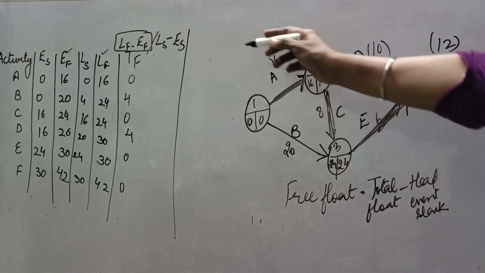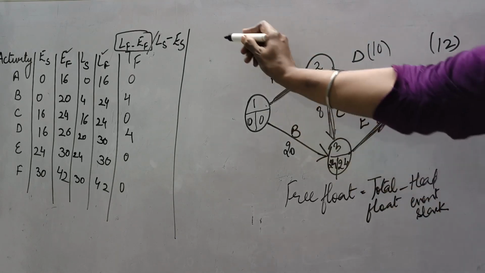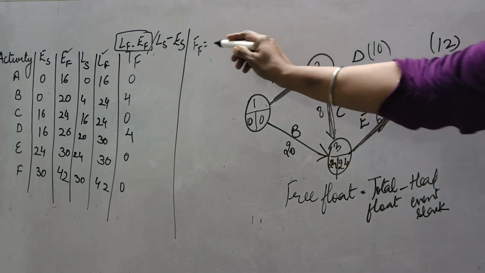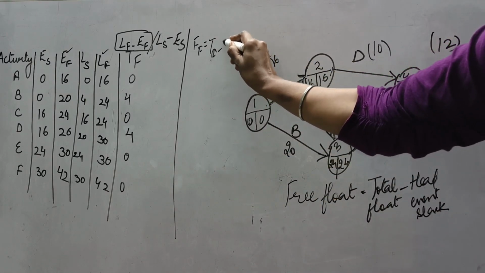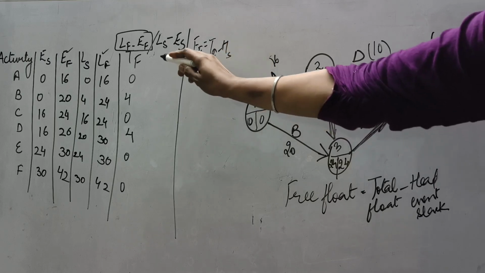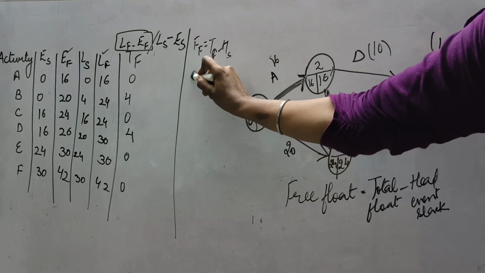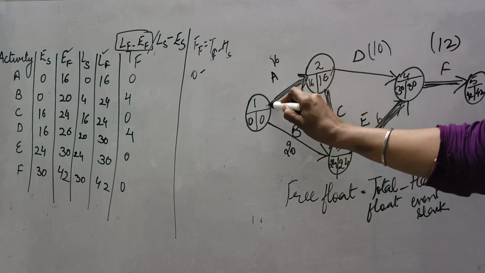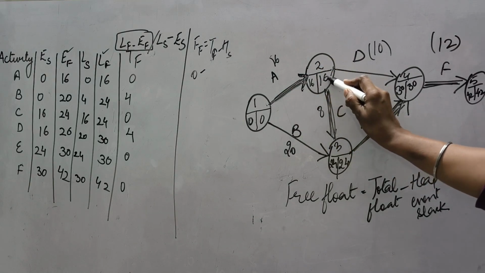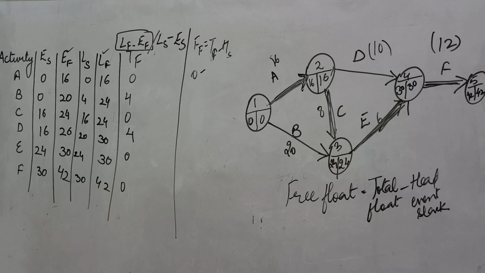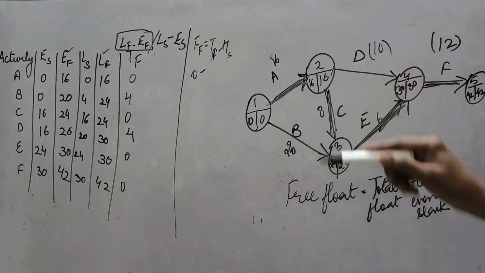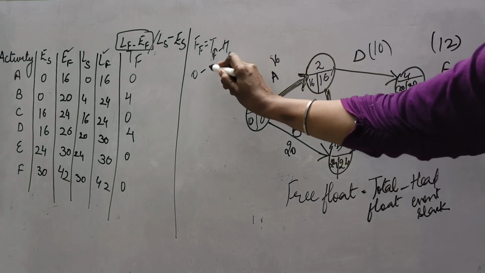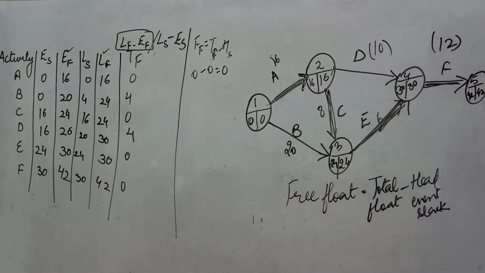If I want to calculate free float, which we know as FF, the formula is total float that we just calculated minus head slack. Here total float is 0. What is head slack? This is activity A, this is head and this is tail. Head slack means the difference between earliest start and latest finish. The difference between these two is 0. So in the first case the answer will be 0 only.